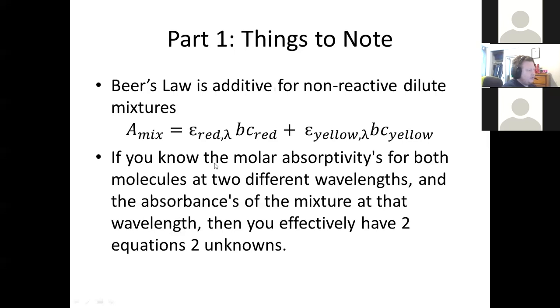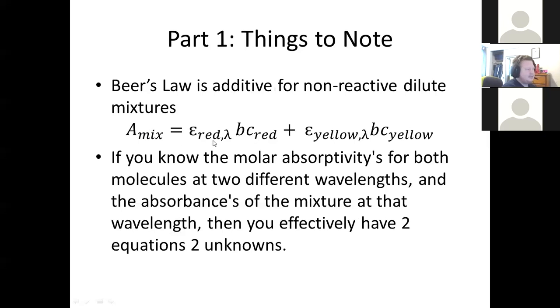So you're going to have one calibration curve for a whole bunch of different wavelengths, and you have another one for a bunch of different wavelengths. And you're going to have your unknown mixture that gives you a bunch of absorbances. Essentially, if you were to pick two of these wavelengths, you have a two equation, two unknown situation going on, where you're looking for the concentration of red and concentration of yellow.